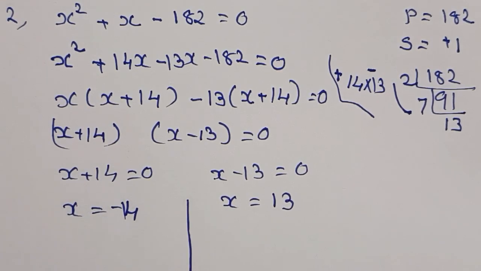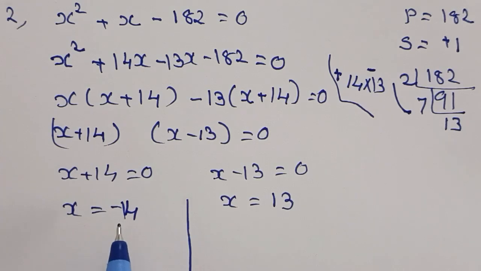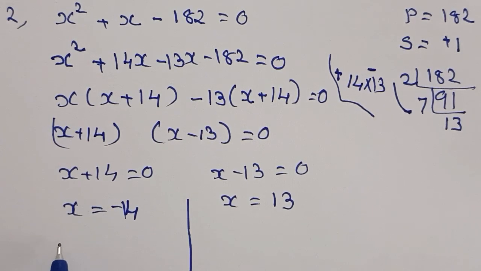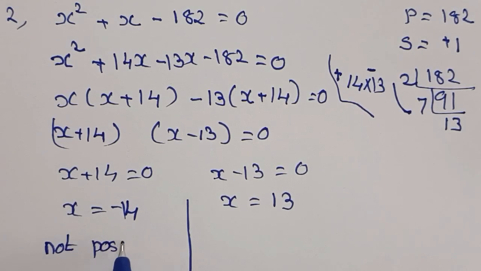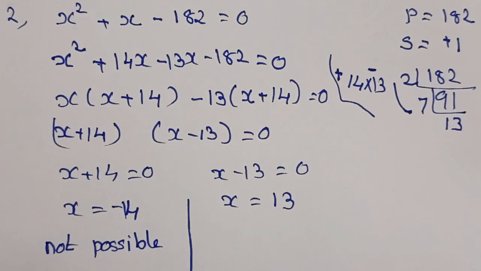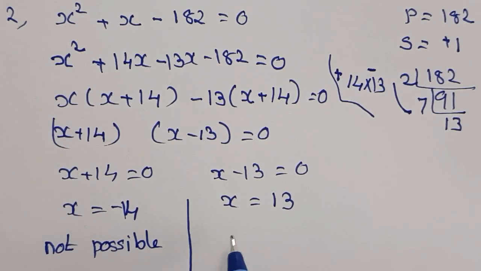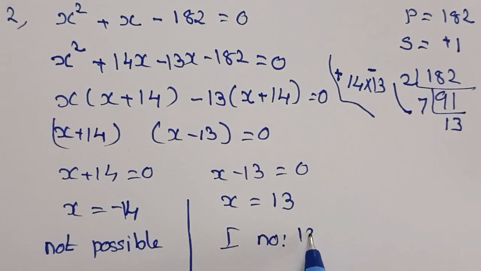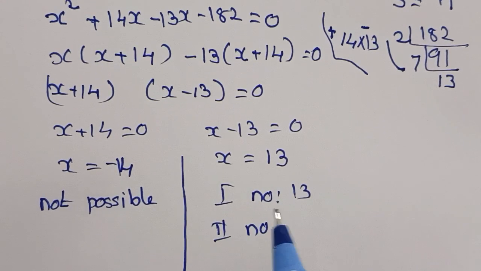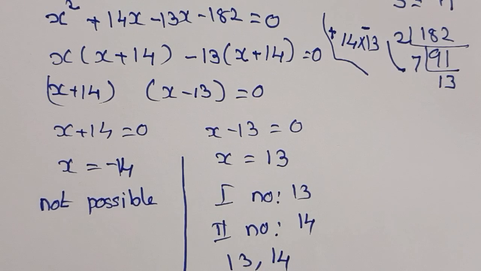Since we have to find two positive consecutive integers, minus 14 is not possible because it is having a minus sign. We have to find the positive consecutive integers, isn't it? Now when x equals 13, the first number is 13 and the second number is 13 plus 1, that is 14. So the numbers are 13 and 14 respectively.